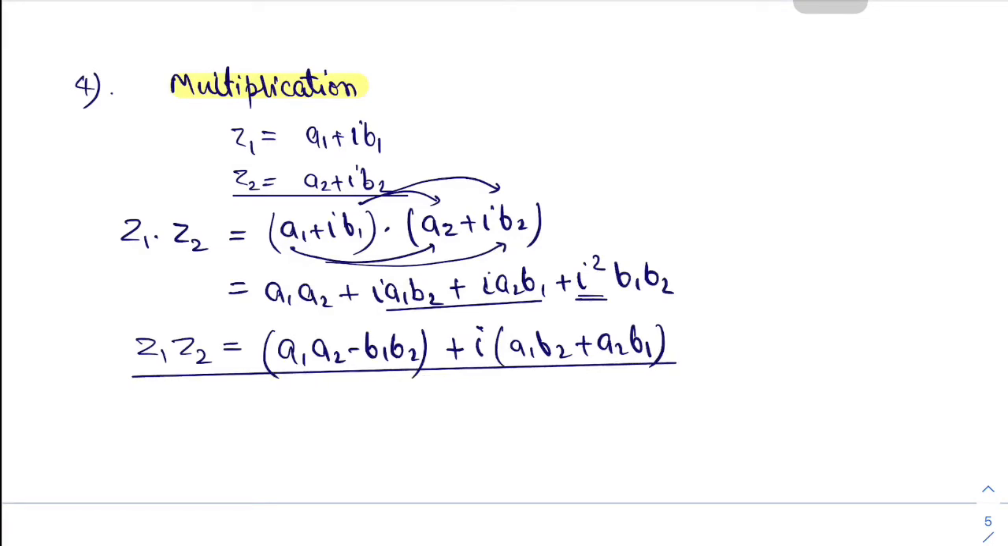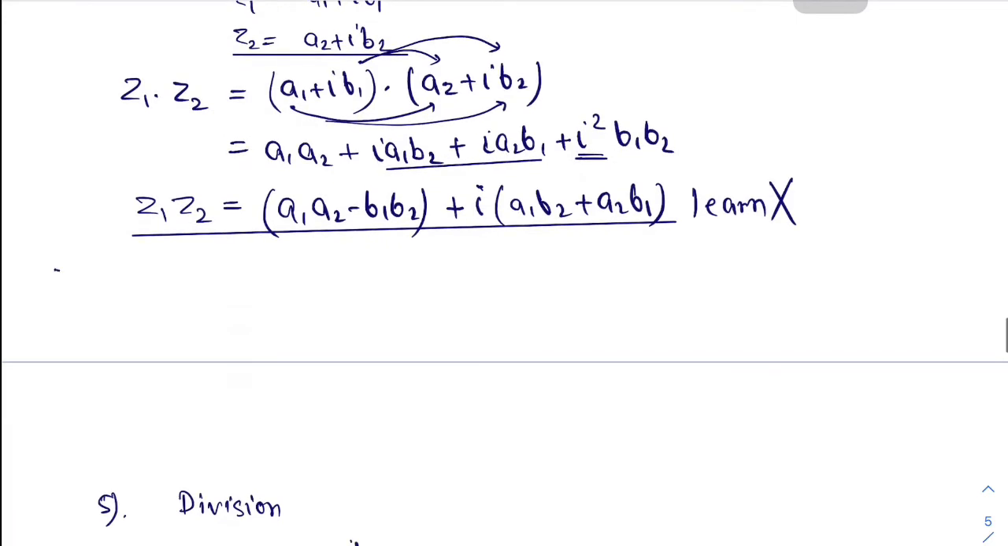There is no need to learn these things. Okay, you already know how to multiply two polynomials. There is nothing special in multiplying two complex numbers also. Okay, let us understand with an example, a very simple one.